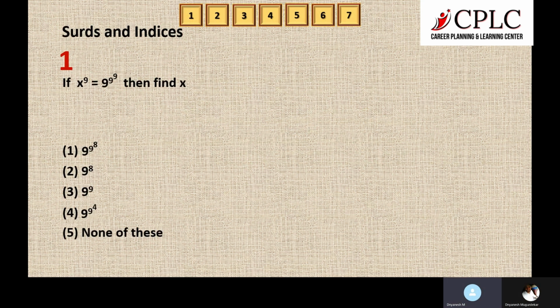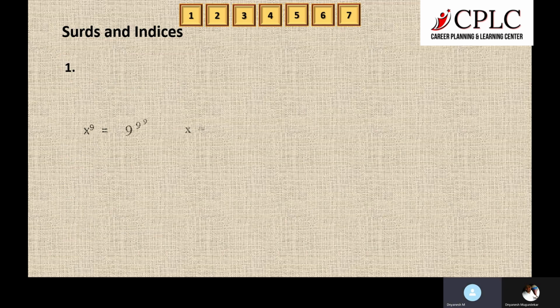So first question, x raised to 9 is equal to 9 raised to 9 raised to 9. Then find the value of x. Now to solve this question, the first step that you should do is, on that right side, get rid of that scary power. So 9 raised to 9, let that be equal to m. So now your question is x raised to 9 is equal to 9 raised to m, which is a little less scary.